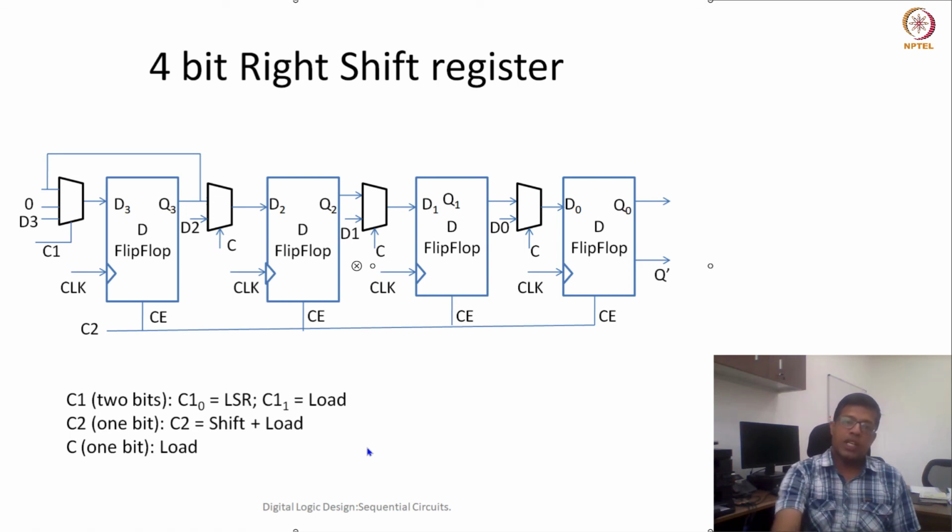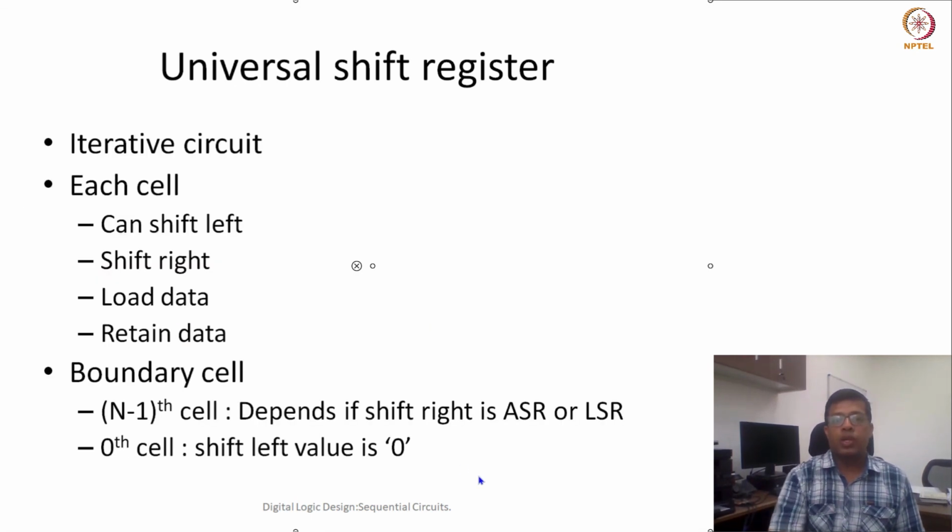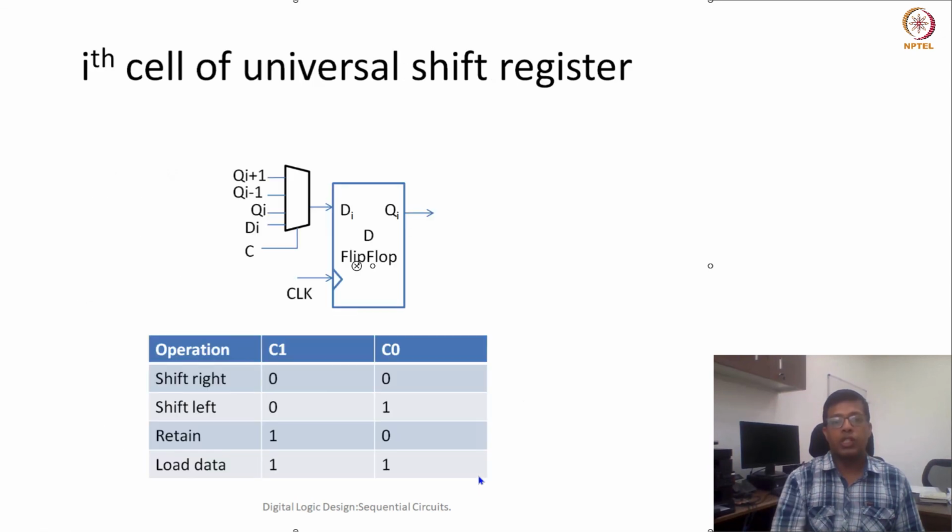So if we see, this circuit is essentially iterative in nature. So basically, if we are able to design one particular cell, all other cells can be replicated. The only exception would be boundary cells. Like here in boundary cells, we have different control structure. Okay, so if that is so, can we design it? So let's try to see how we can design a universal shift register.